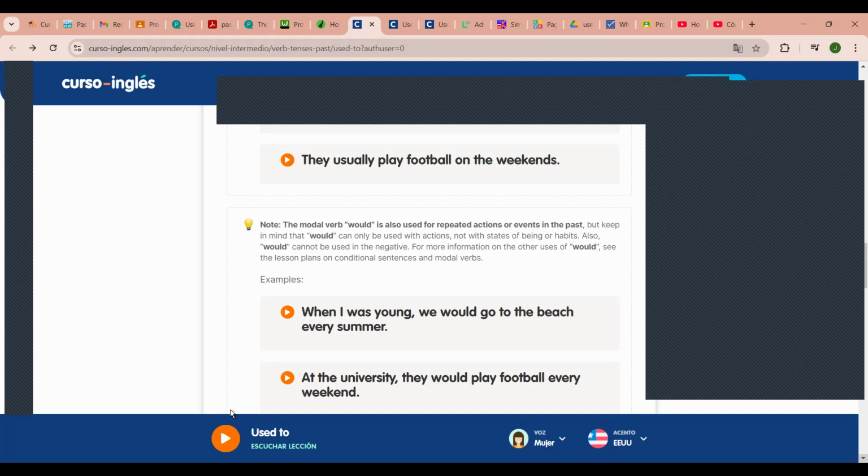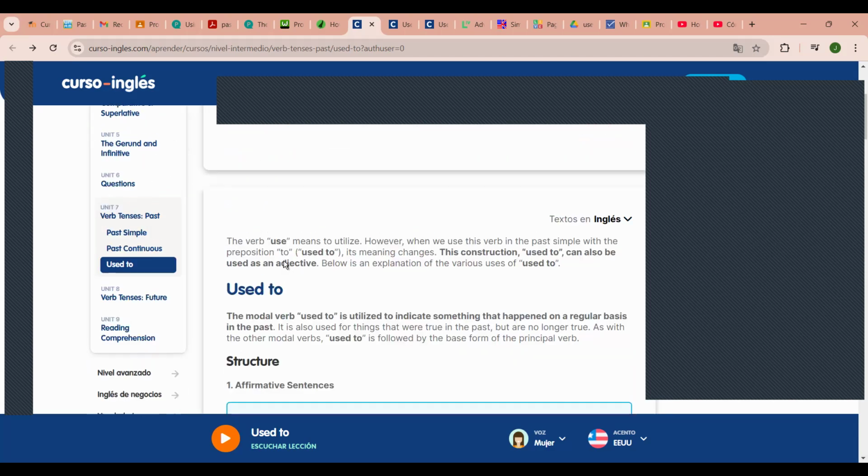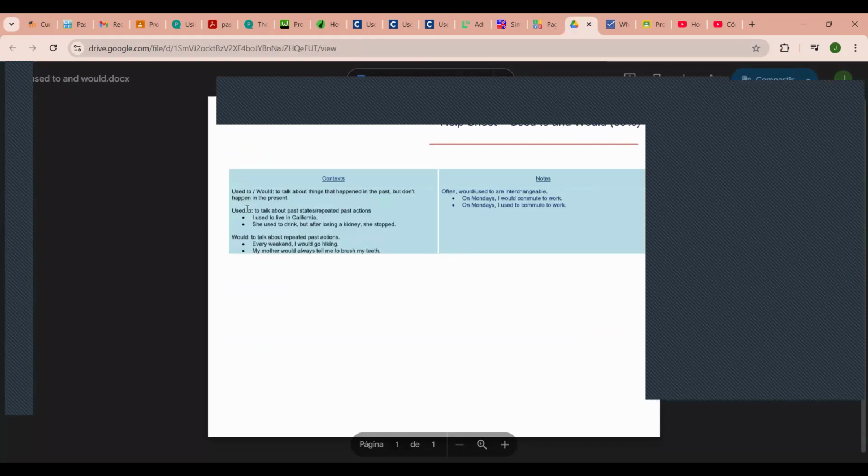When I was young, we would go to the beach every summer, and at the university, they would play football every weekend. Notice events, actions. Don't use it in a negative form, and don't use it when you're expressing a habit or expressing a state from the past. Use used to for states. All right. Now, let me jump over here just to reinforce it. Used to for past states and habits, but would only for past actions.